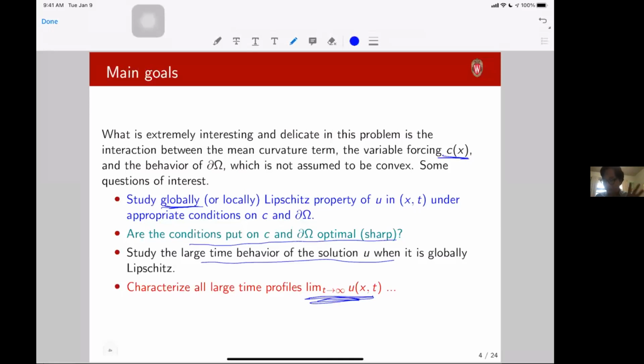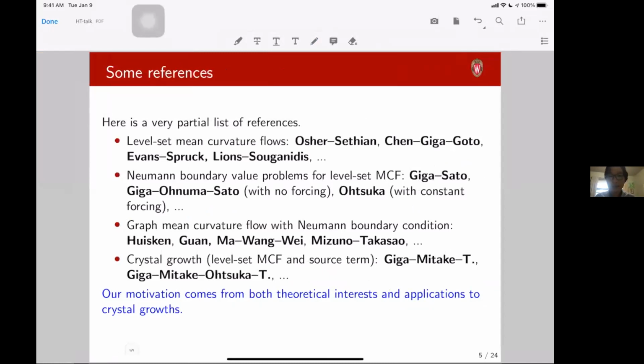For the stationary problem, the question about characterizations of solutions looks pretty much like a certain sort of Alexandrov type theorem. Anyway, so those are our main goals. So let me tell you very briefly the literature. I'm probably missing a lot of references here, and forgive me if I forget some of them. Just a very brief list.